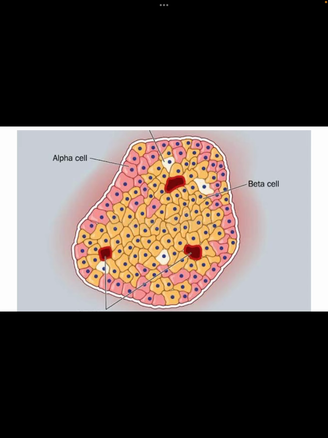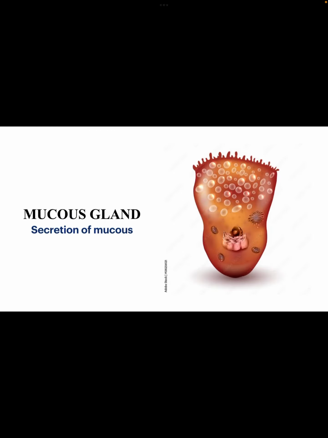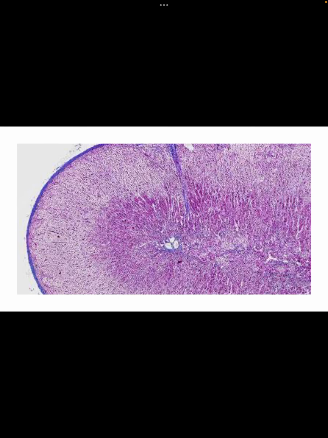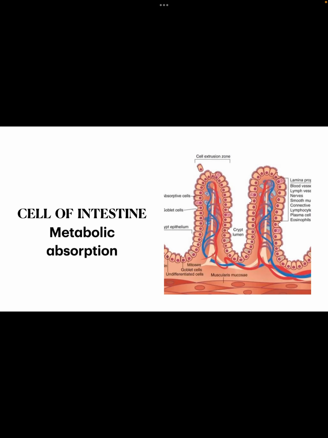Beta and alpha cells are pancreatic cells for the synthesis of enzymes. Mucus gland for secretion of mucus. Adrenal cells for the secretion of steroids. And in kidney for iron transport. And in intestine for metabolic absorption.